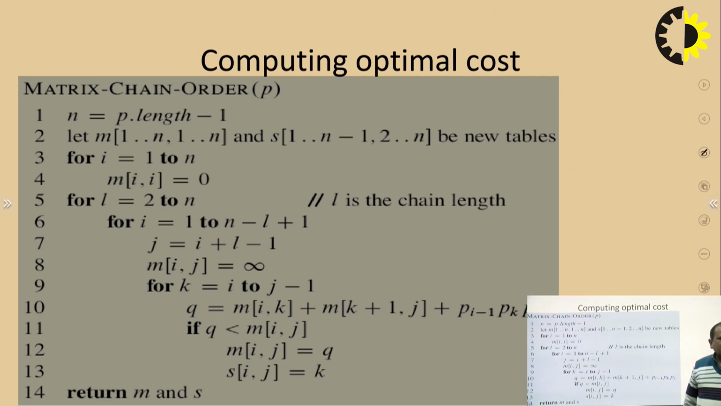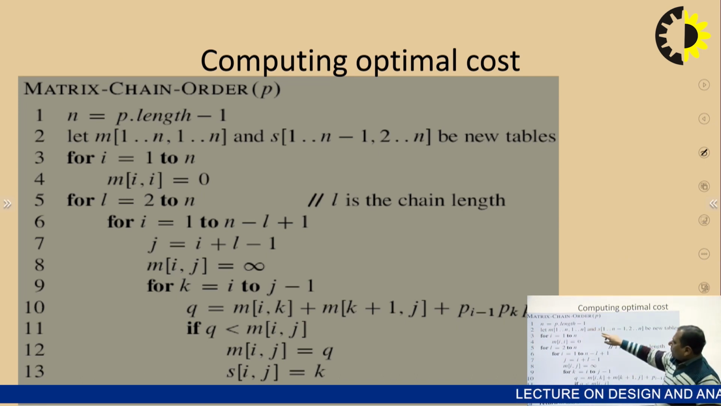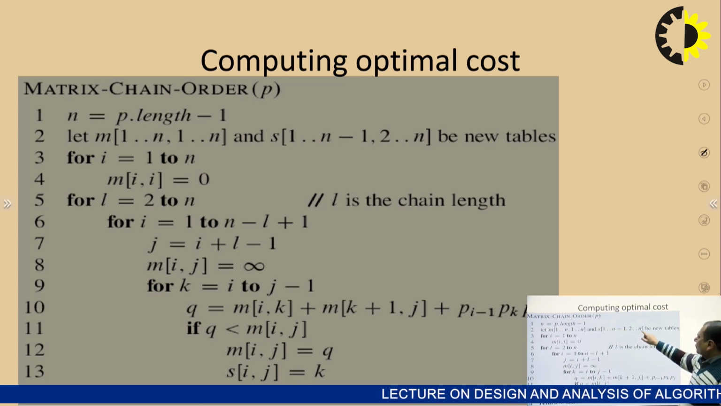So this is the algorithm for computing the optimal cost, matrix chain order. The value of n is p dot length minus 1. Here we will take two matrices. First, we will take a matrix m whose size will be 1 to n by 1 to n, meaning 1 by n and n by n. Second, we will take the table, that is 1 to n minus 1 and 2 to n. So these two new tables we have to create.